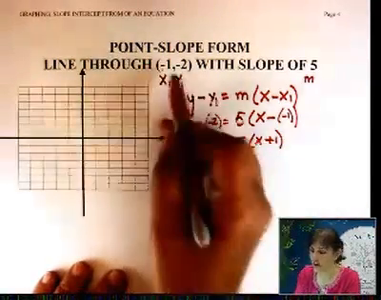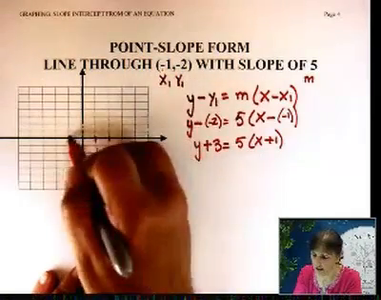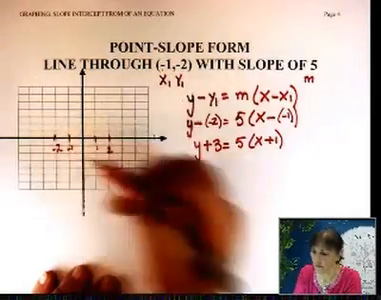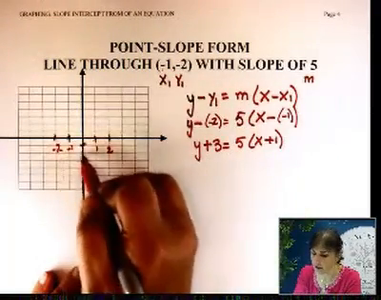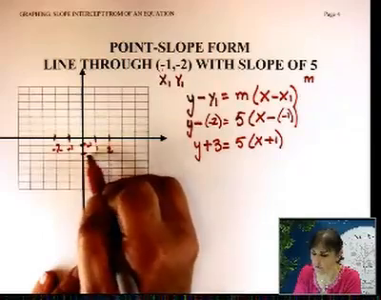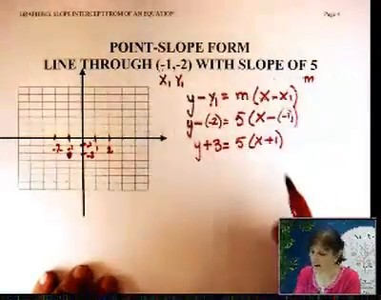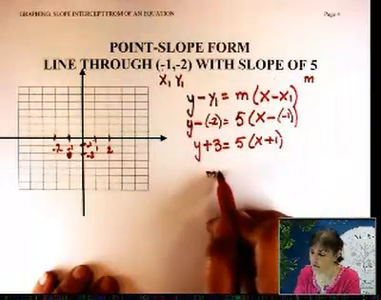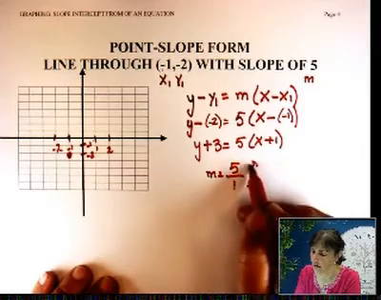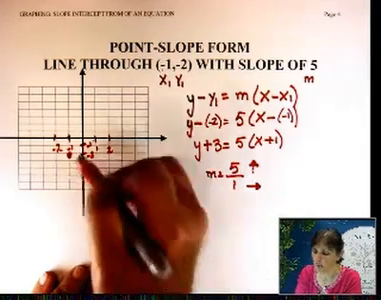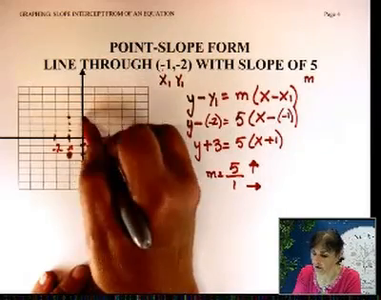Let's draw it. I start with -1, -2. Here's 1, 2. Here's -1, -2. All right, -1, -2, so I'm going to go left, and then I'm going to go down. Here's my -1, -2. Slope of 5. Slope of 5 means 5 over 1. That means I go up and I go right. Up 5: 1, 2, 3, 4, 5. Right 1. Here we go.